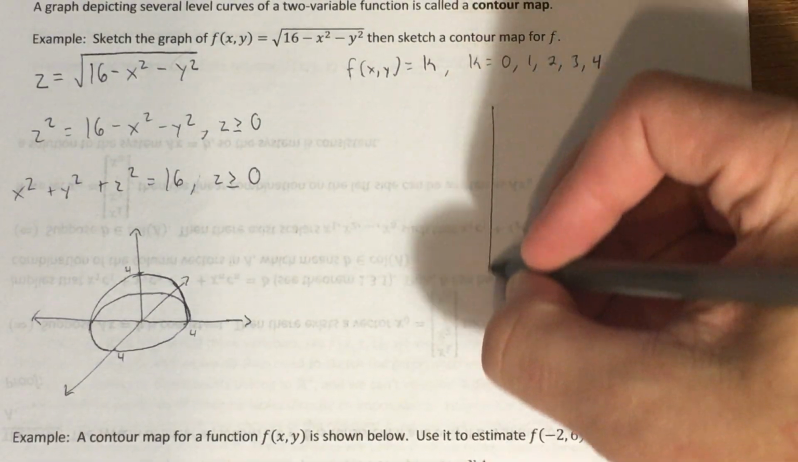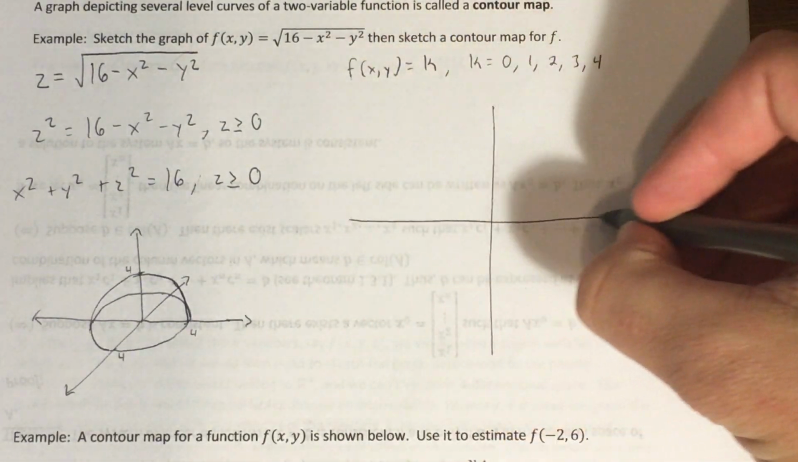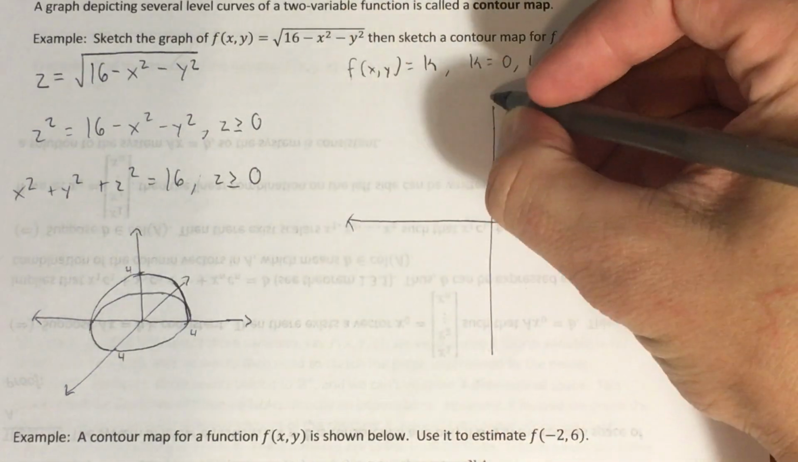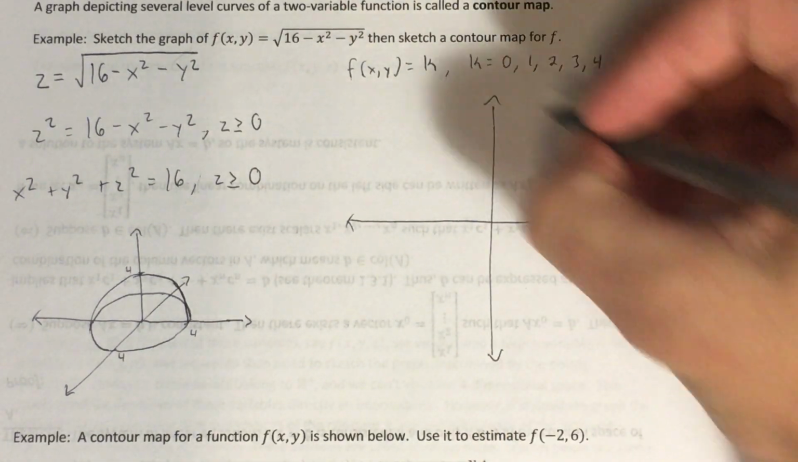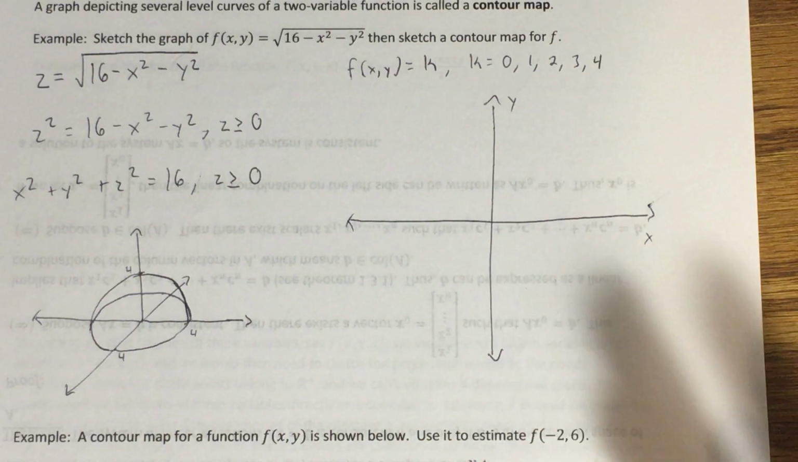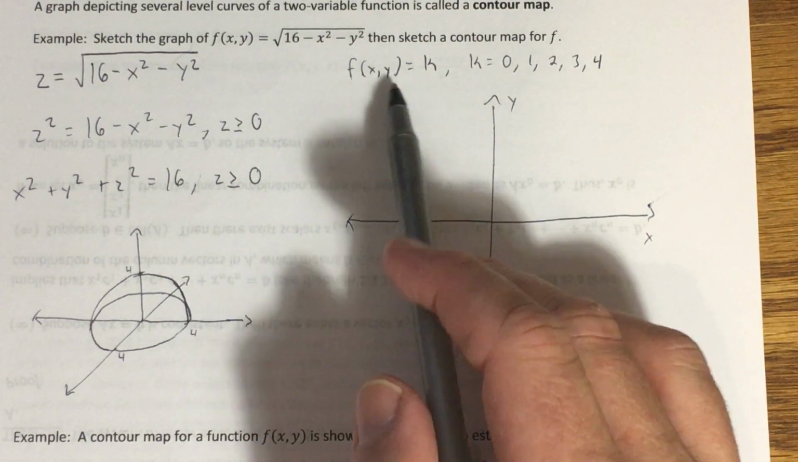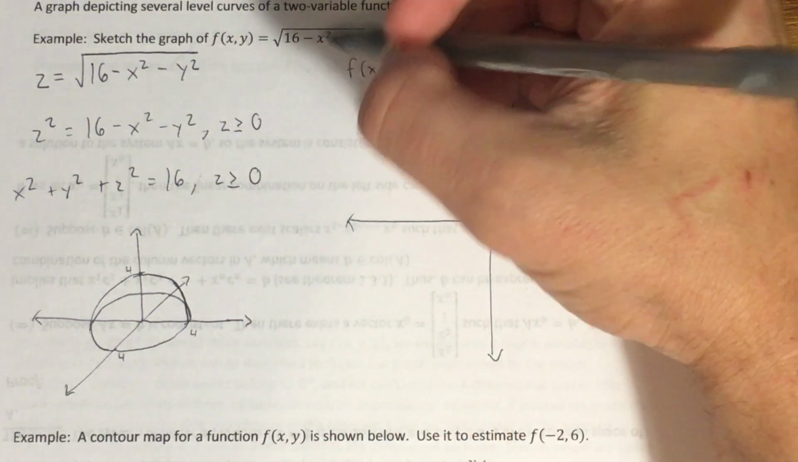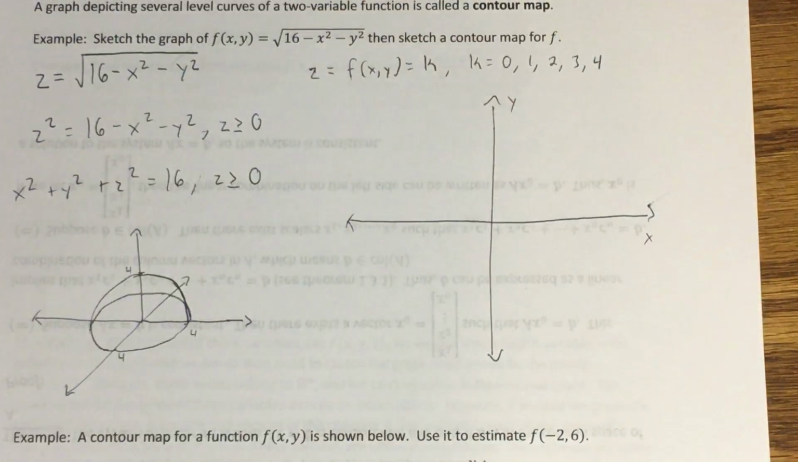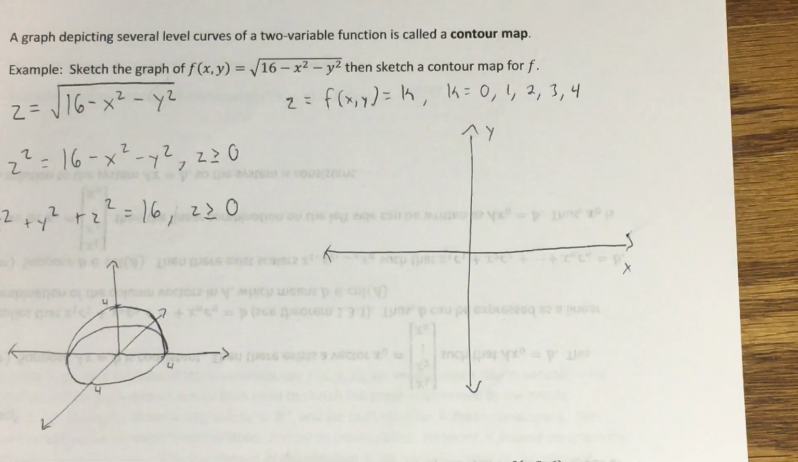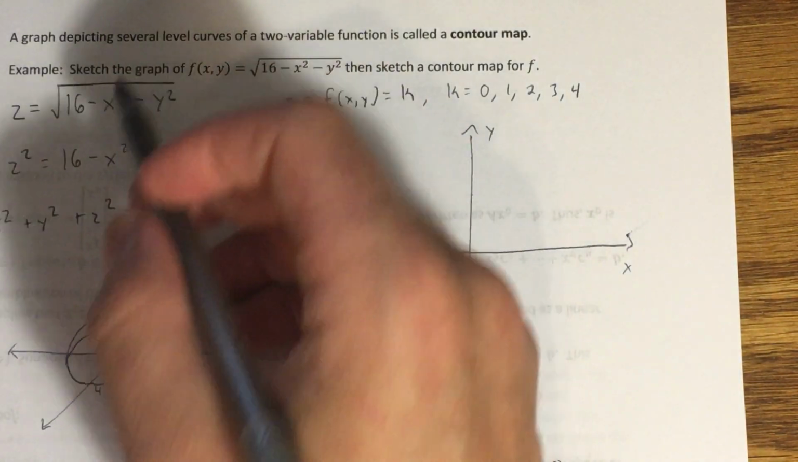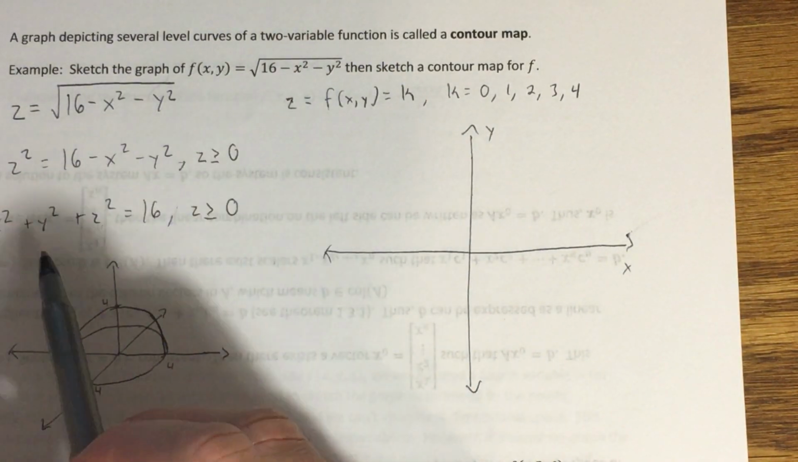So again, this contour map is going to live in two-dimensional space. There's my x and my y. And let's think about what different values of k might correspond to here. Remember, f of x y is the same thing as z. So I can go down even to this last equation here and plug these different values in.